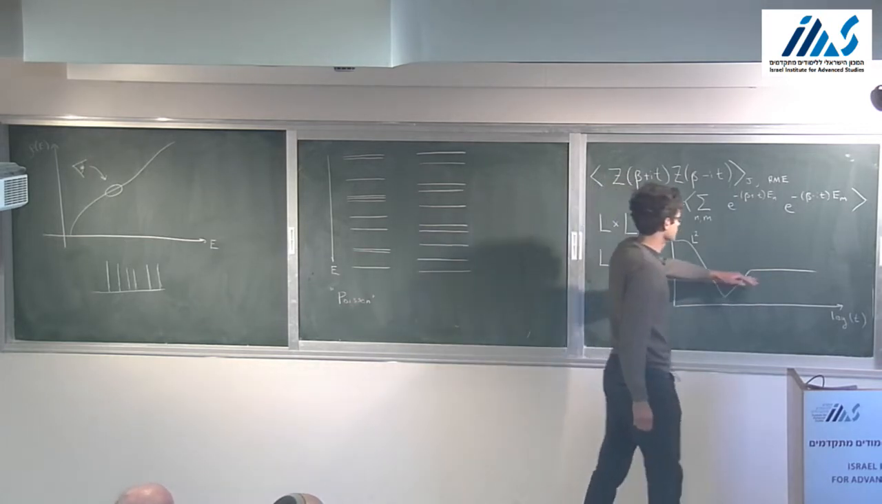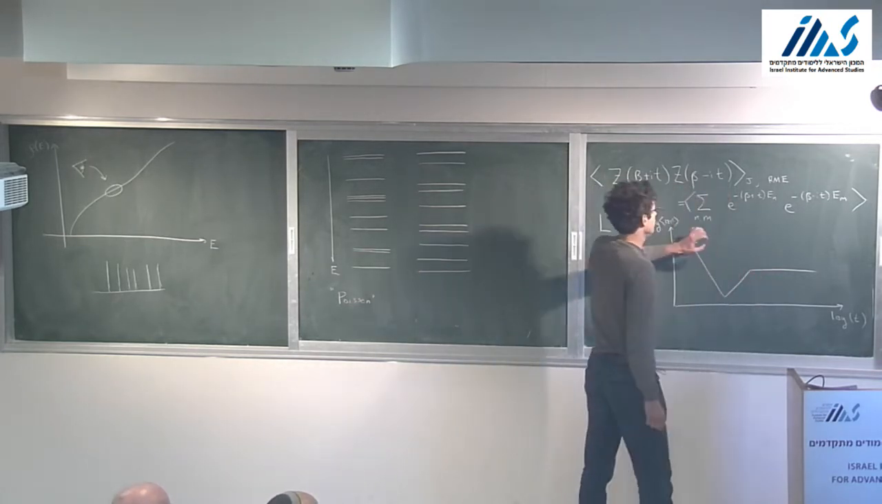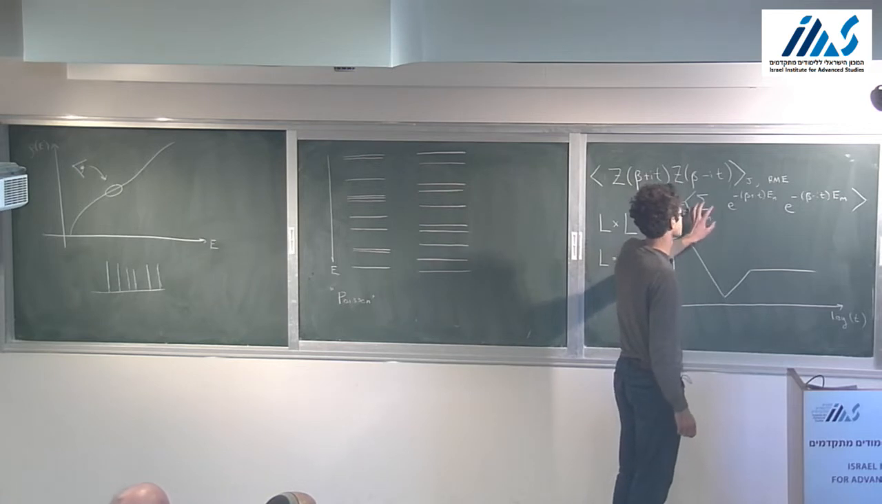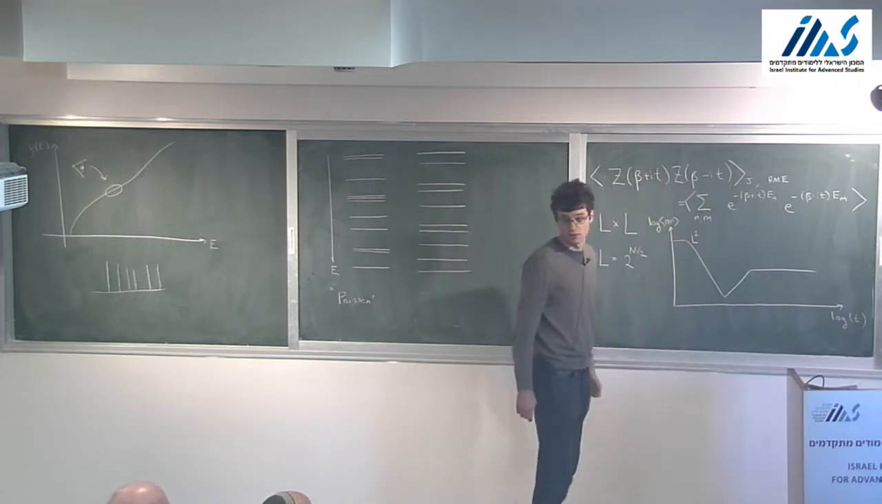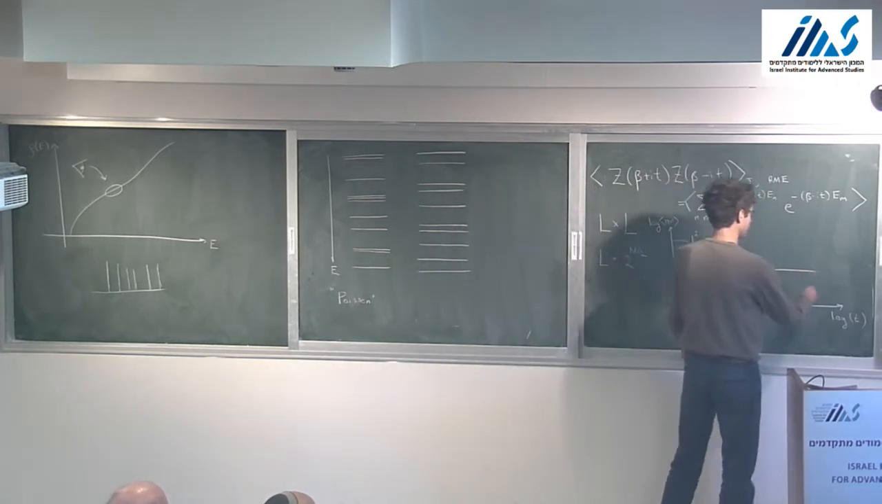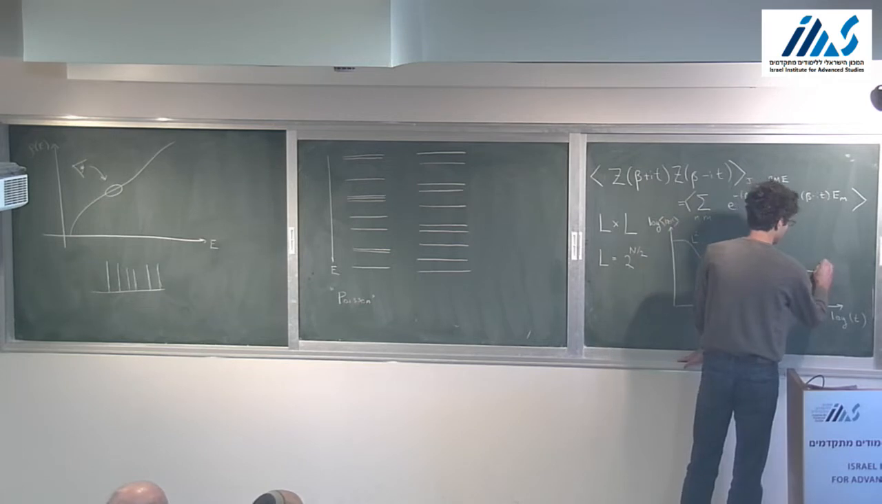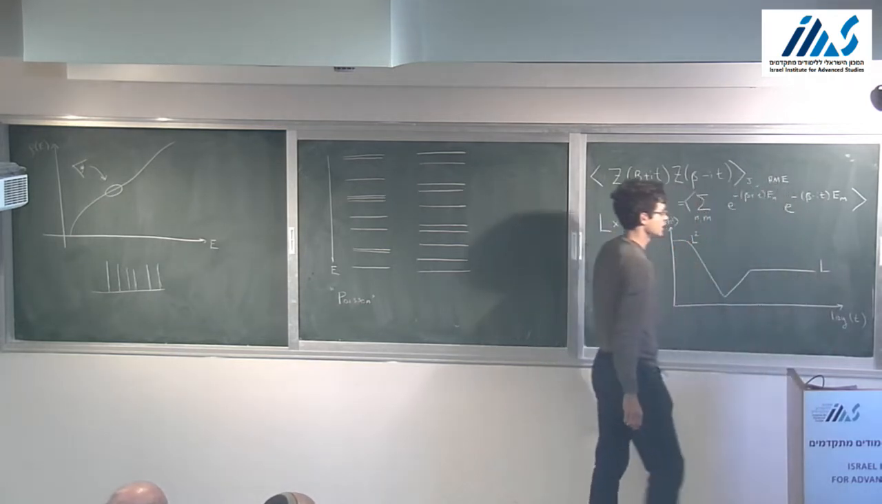At very late times, basically only the diagonal terms in this double sum contribute, because at late times, the off-diagonal terms will be oscillating and will cancel out. So at very late times, we have only the diagonal terms, so there are L diagonal terms in this double sum. So the late time value is proportional to L.